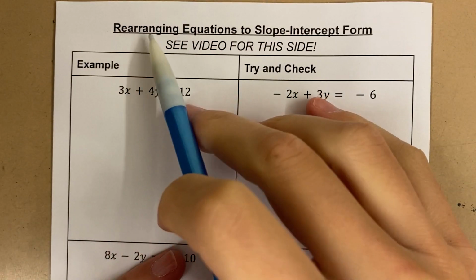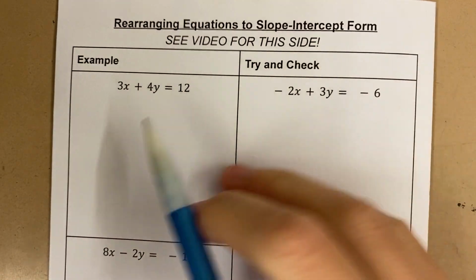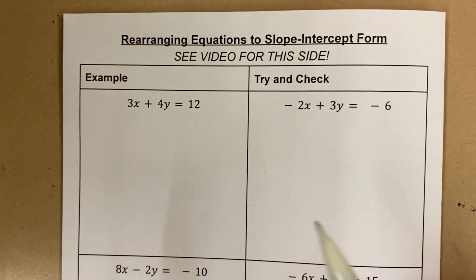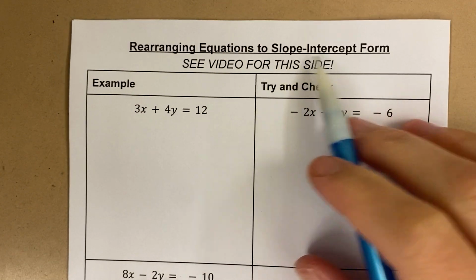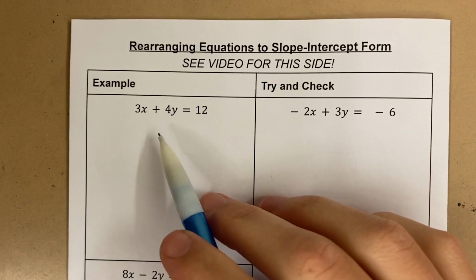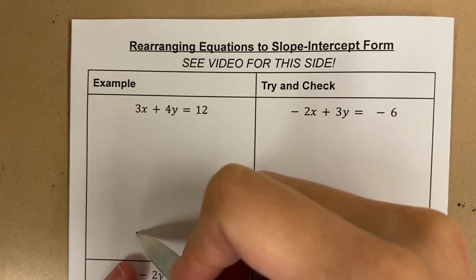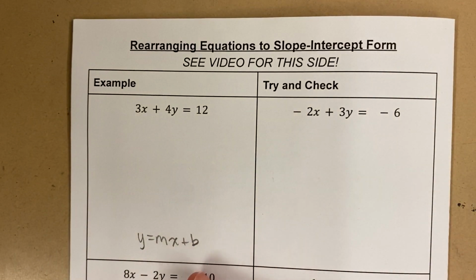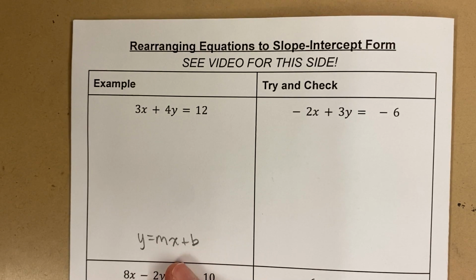Okay, here we go. We're rearranging equations to slope-intercept form. These equations are in a different form, called standard form. We can do a lot with standard form, but sometimes we just like to have equations in slope-intercept form. So when we get equations that look like this, we rearrange them. Remember, when we rearrange into slope-intercept form, our goal is for it to look like this.